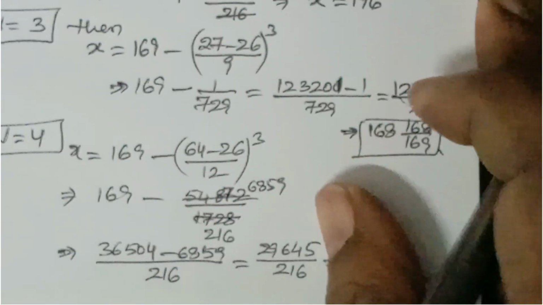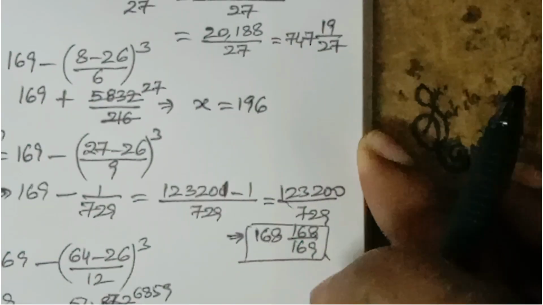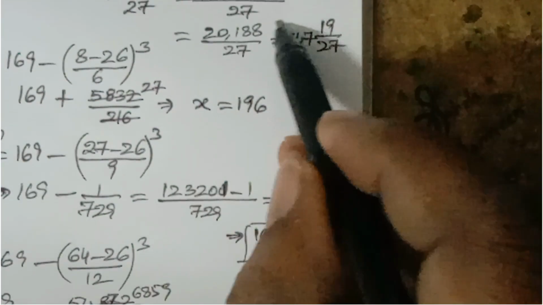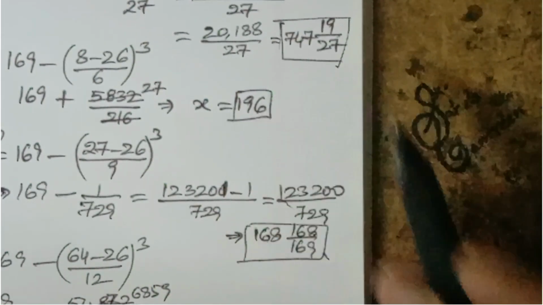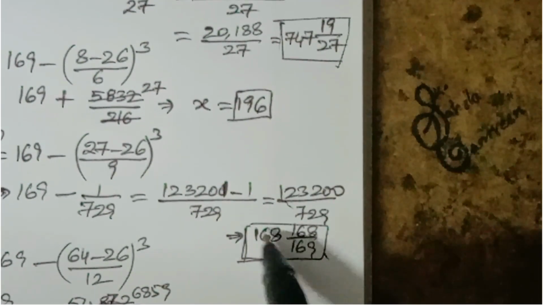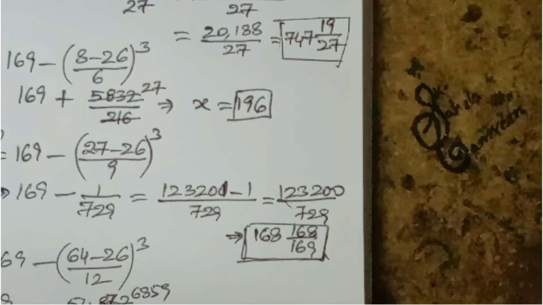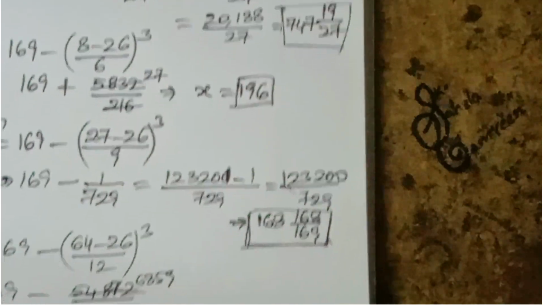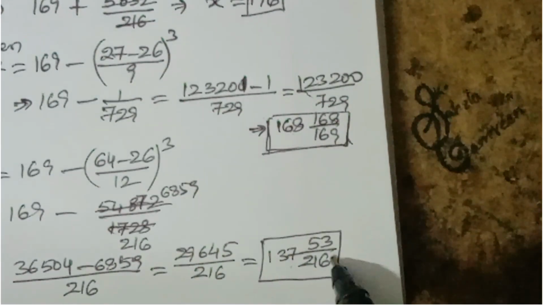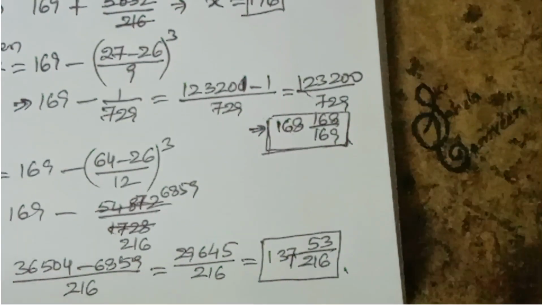So these are the four values of x. One is 74719 by 27. Another one is 196. Third one is 168 by 169. And fourth one is 13753 by 216.